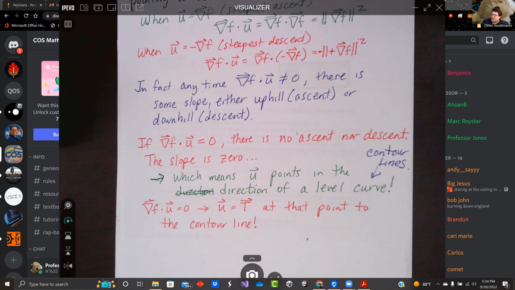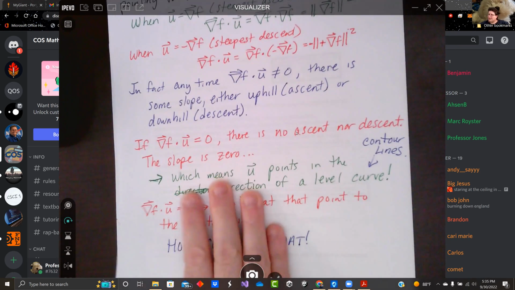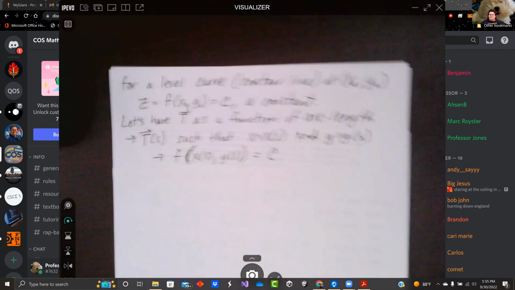We do the gradient of f dotted with u. We know that u is a unit vector that's tangent at that point to that contour line. When we make the dot product equal to zero, u is in the direction of the tangent line for that contour line. So if we had some surface and a function for the contour lines, the tangent would be in the direction of u. That's pretty cool. Okay? So let's take a look at why.